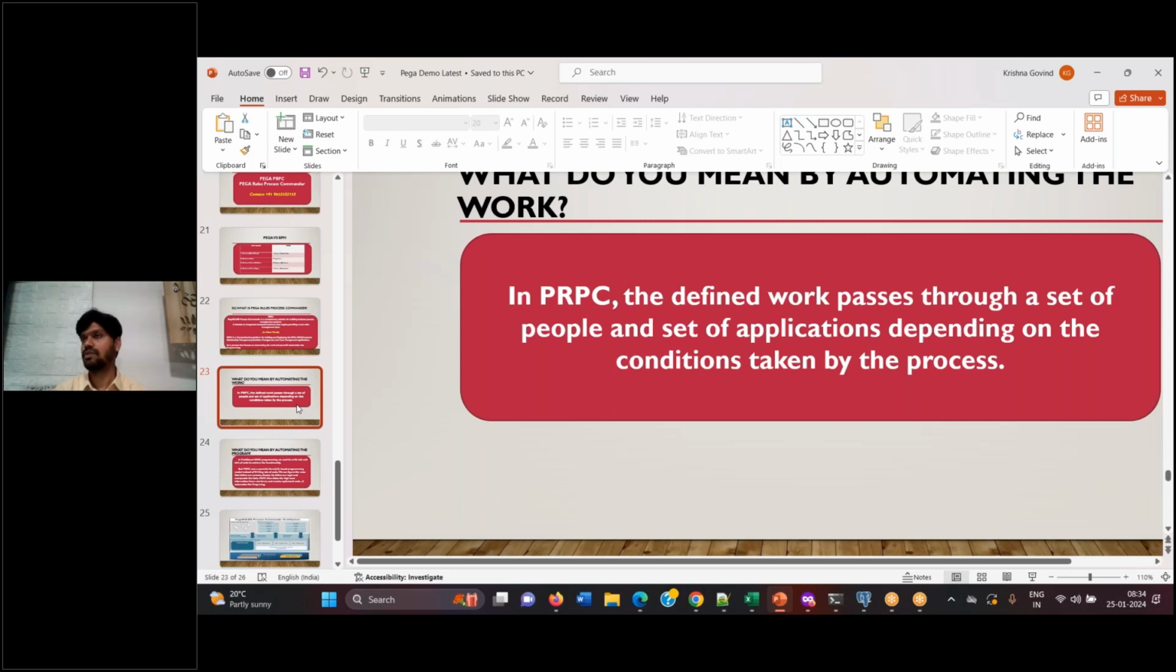Now, the powerful feature of PRPC is not work automation. Up to some extent, work automation is available in PEGA. We will be practically doing it. But the powerful feature of PRPC is automation of program. Who will write programs? Humans. Now I said program automation means what? System will write or generate the program.